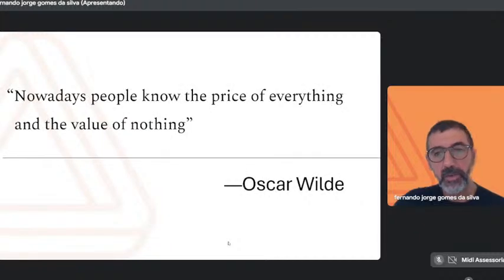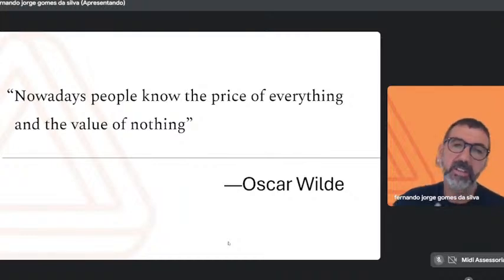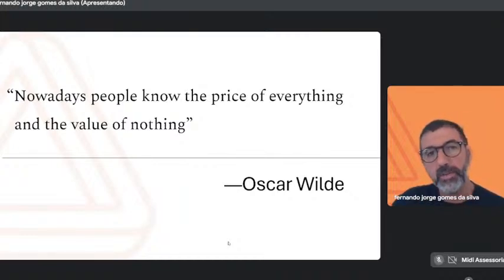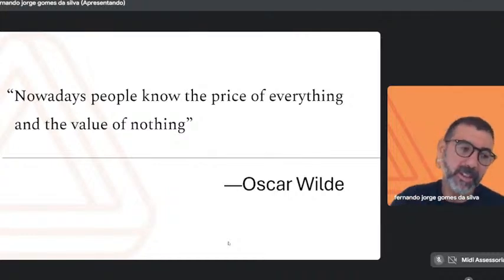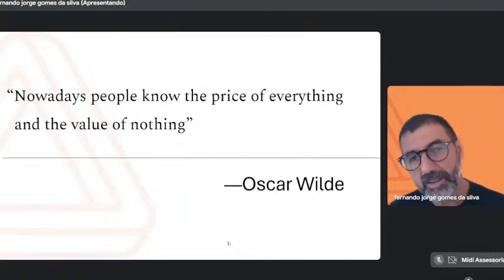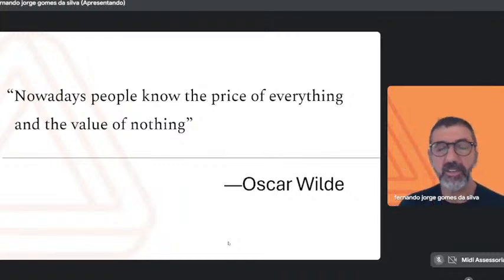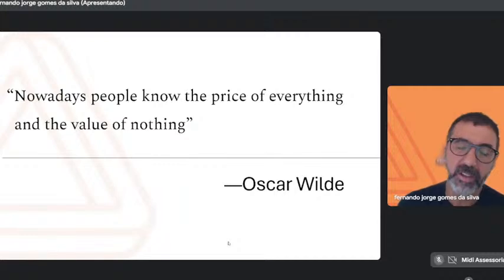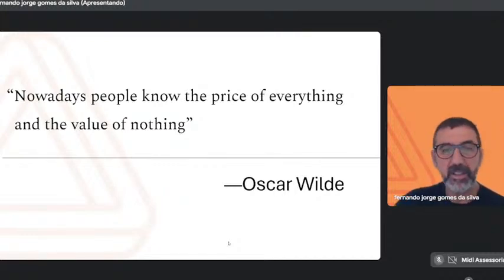I'm finishing with a phrase of Oscar Wilde. Nowadays, people know the price of everything and the value of nothing. And for me, that means somehow some of our patients don't know the kind of work we have to do to get those results, aesthetic and very high, to rebuild teeth that are fractured or lost, and get that kind of goal.